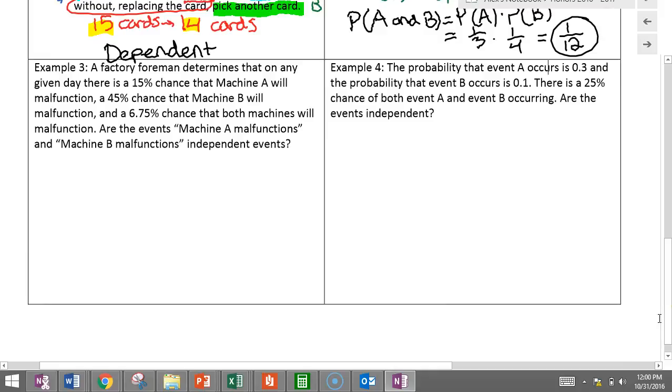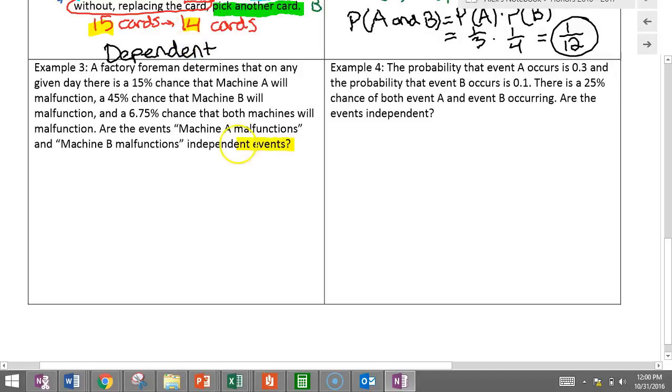So, example 3 says, a factory foreman determines that on any given day, there is a 15% chance that machine A will malfunction, a 45% chance that machine B will malfunction, and a 6.75% chance that both machines will malfunction. Are the events of machine A malfunctions and machine B malfunctions independent events?